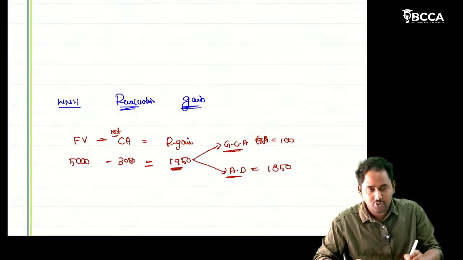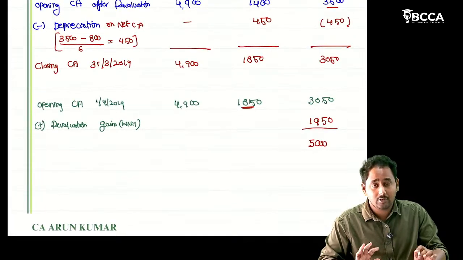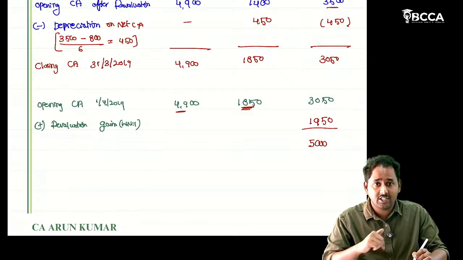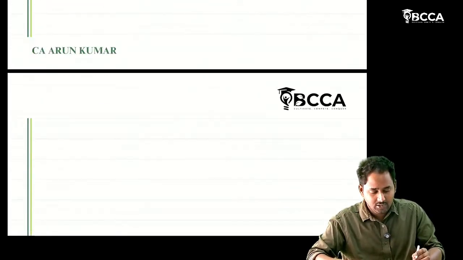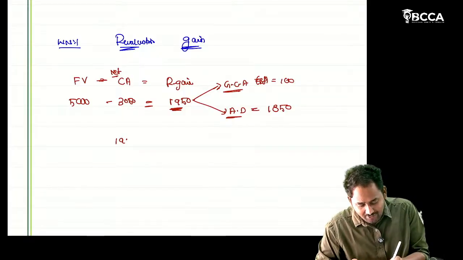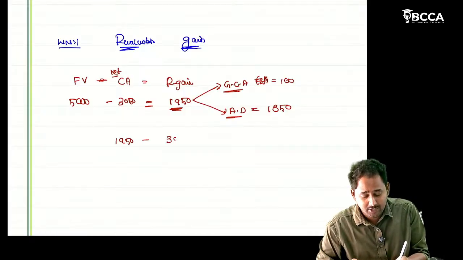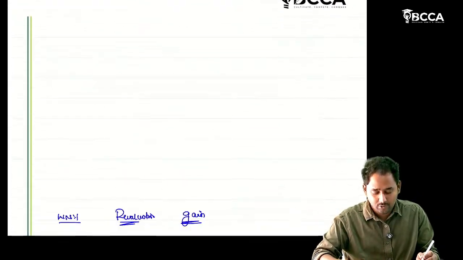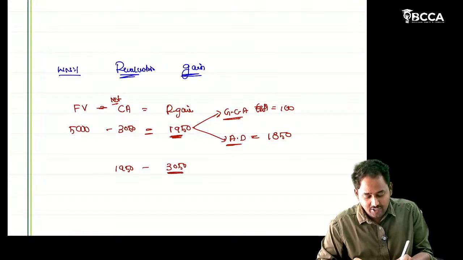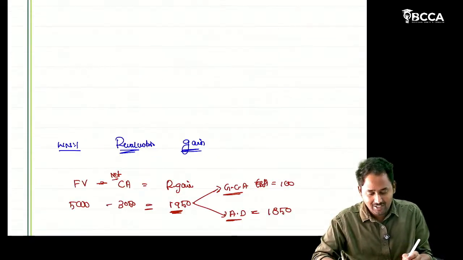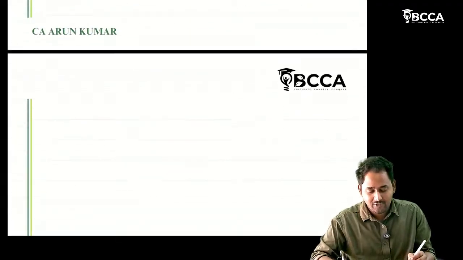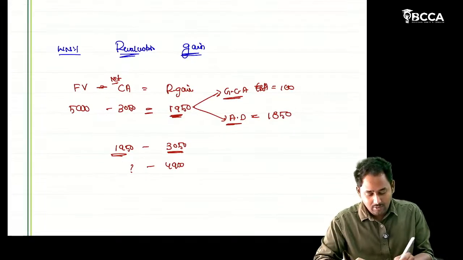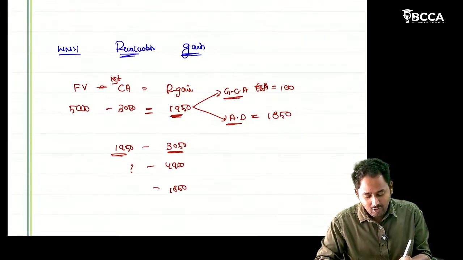This 1950 should be allocated between gross carrying amount and net carrying amount, accumulated depreciation in their carrying amounts. So here, the 1950 revaluation gain is with respect to 3050 net carrying amount. Then for 3050 it is 1950. Then what is for 4900, how much is it? And for 1850, how much is it?